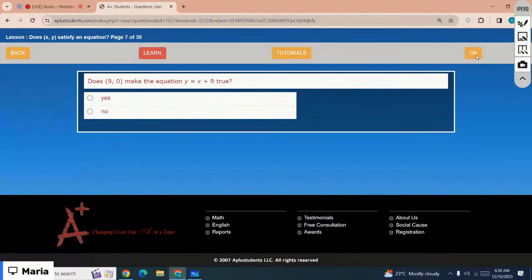The correct option is no. This isn't the solution of the inequality equation. So the correct option is no, right?